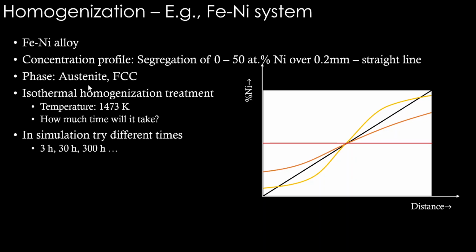Okay, we have to create something called the region, and in the region, what kind of phases we are going to put, that we can decide. So we will decide the FCC phase with the name austenite, and isothermal homogenization treatment is going to be done, and the temperature for this treatment is going to be 1473 Kelvin. How much time will it take for it to homogenize? In simulation, we will not directly ask this question. We will do simulation for different times. Okay, 3 hours, 30 hours, 300 hours.